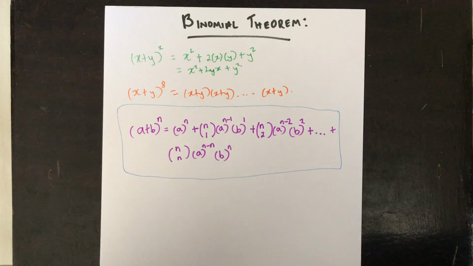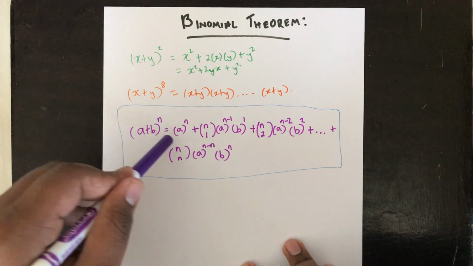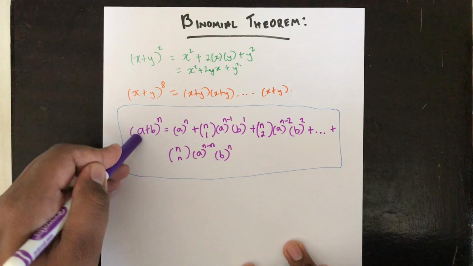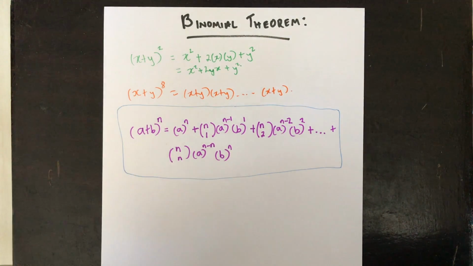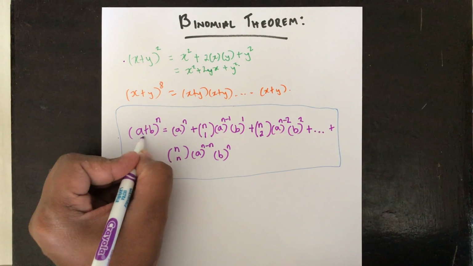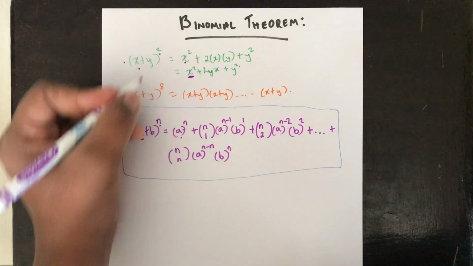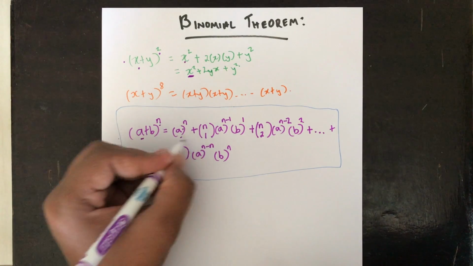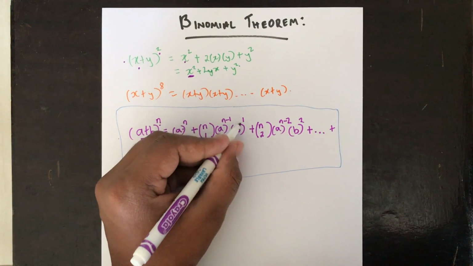So we have (a + b) to the power n. The theorem states that the first term will always be aⁿ. Just to make it a bit simple for you, I want you to compare this and this. The first term always says it's going to be aⁿ, so this is the same as x². So that's the first term. The next term will be n choose 1 into aⁿ⁻¹ into b.